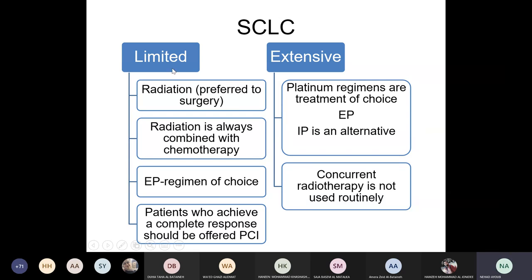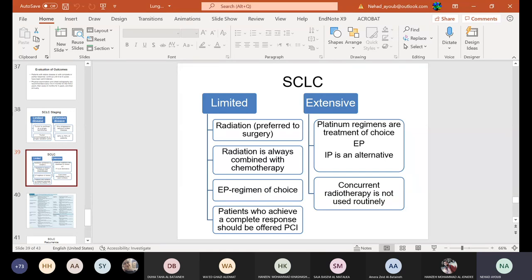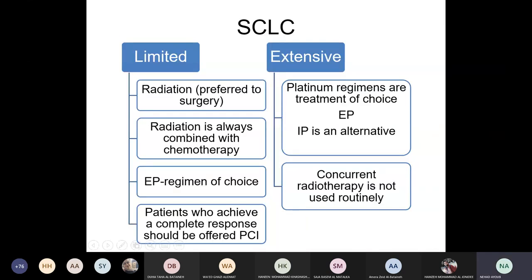If the patient has limited disease small cell lung cancer, usually we do chemoradiotherapy. Radiation is recommended in preference to surgery, and it is combined with chemotherapy.